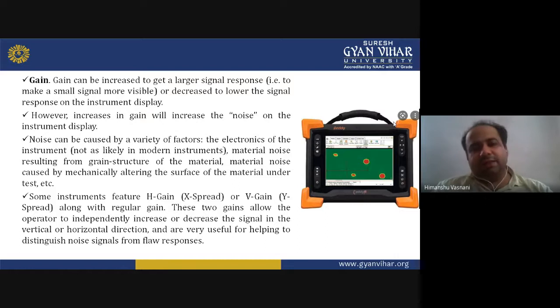If you increase the gain, then obviously you will increase the noise on the instrument display, and the noise can be from various factors. Some instruments have the H and V gain. These two gains allow the operator to independently increase or decrease the signal in the vertical or horizontal direction, and are very useful for helping to distinguish noise signals from the flaw responses.